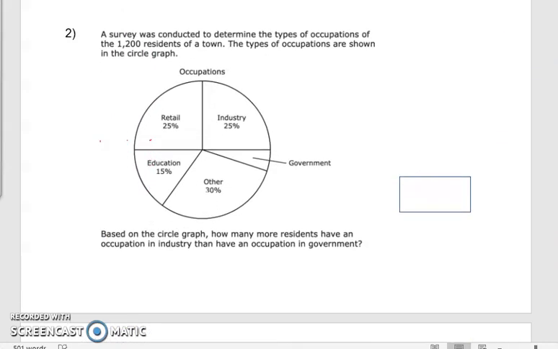Number 2. A survey was conducted to determine the types of occupations of the 1,200 residents of a town. The type of occupations are shown in the circle graph. Here are my occupations or jobs. Based on the circle graph, how many more residents have an occupation in industry than have an occupation in government?